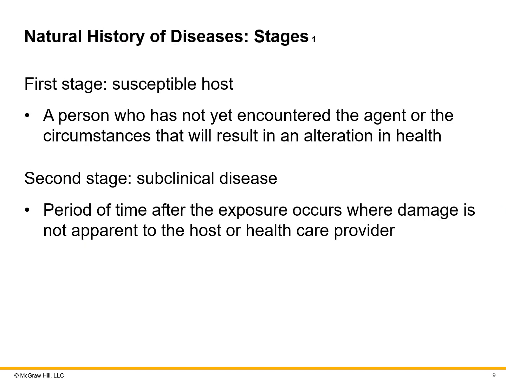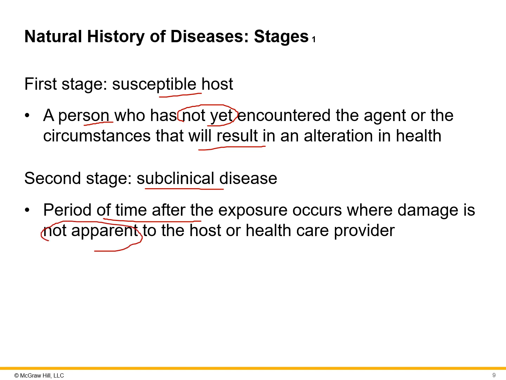So if we go through each of these stages, say in the first stage, the susceptible host. This is the person who has not yet encountered the agent, but will result in an alteration. Then subclinical disease. This is the period after exposure where damage is not apparent.